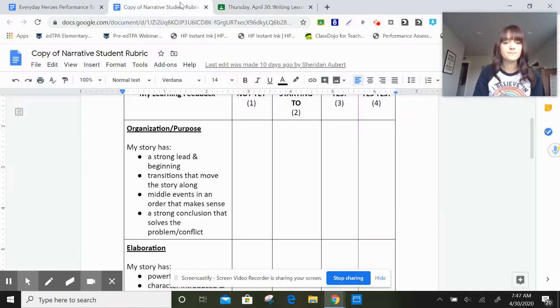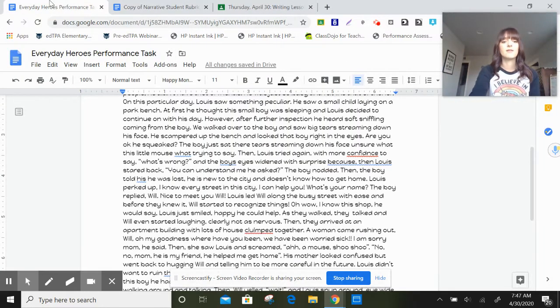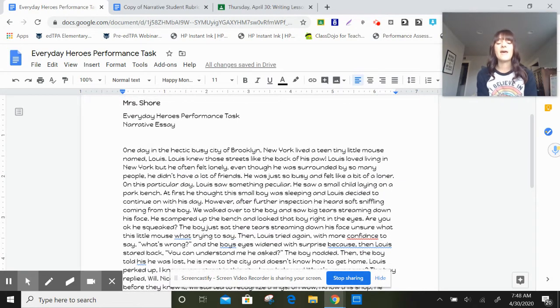Okay, so one day in the hectic, busy city of Brooklyn, New York, lived a teeny tiny little mouse named Louis. Louis knew those streets like the back of his paw. Louis loved living in New York, but he often felt lonely, even though he was surrounded by so many people. He didn't have a lot of friends. He was just so busy and felt like a bit of a loner.